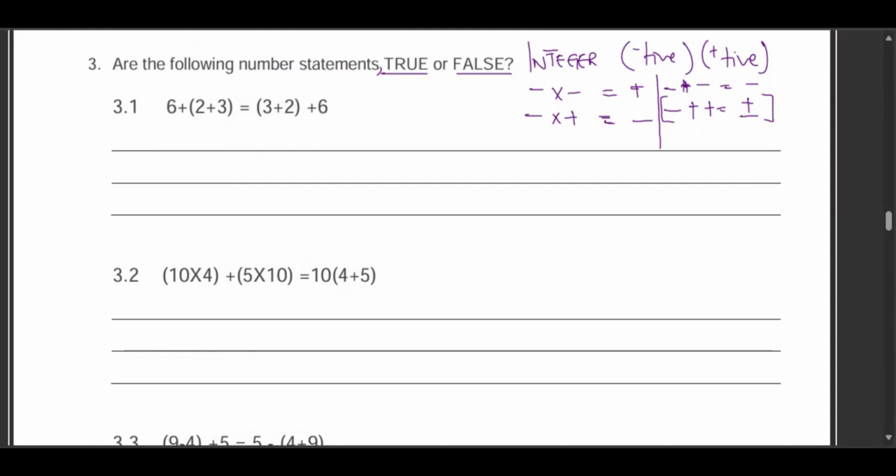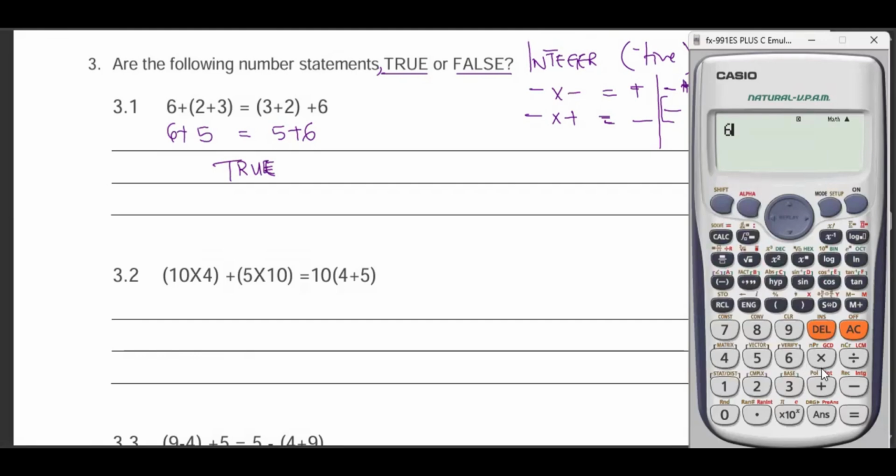Now, what do we do here? They're telling us 6 plus, open brackets, 2 plus 3. Is it the same as 3 plus 2 plus 6? This is obvious. Why? It's a 6 plus 5. Is it the same as 5 plus 6? Yes. Then the answer here becomes what? True. If you are not sure, what you do, calculate one at a time.